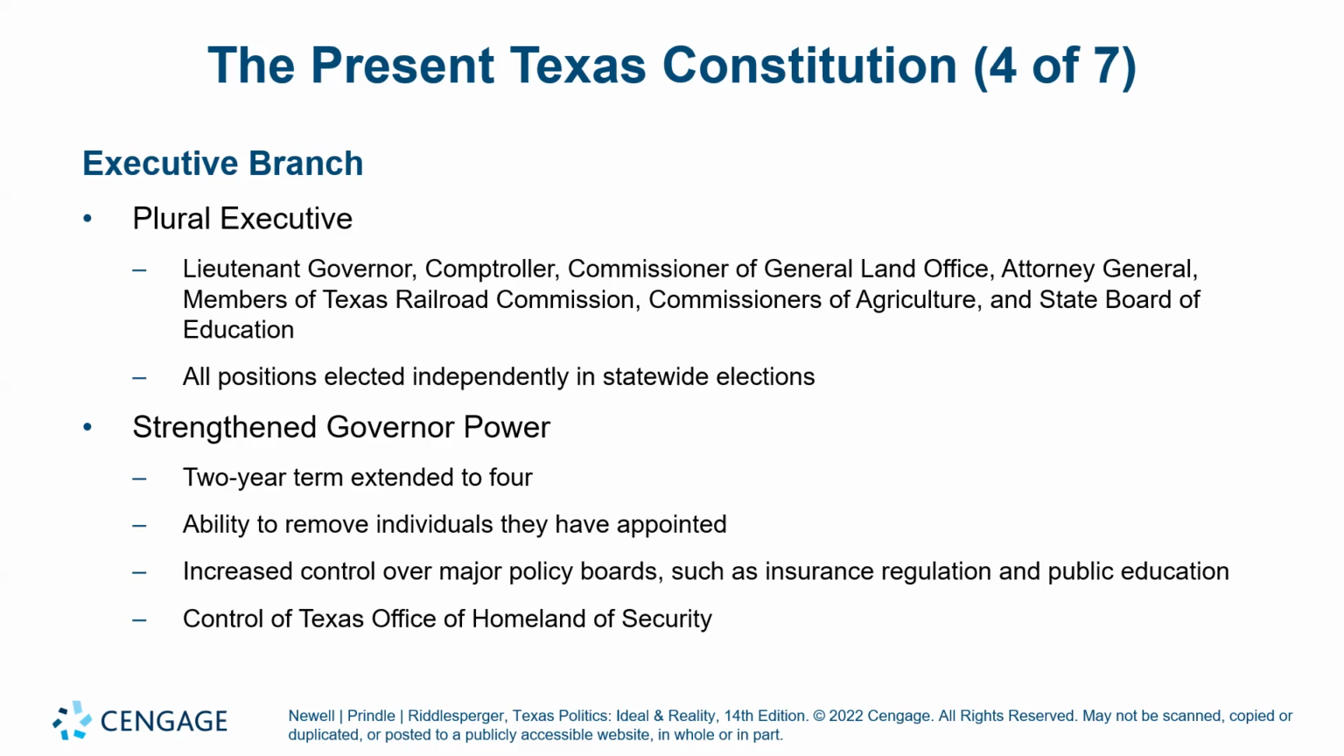Okay, strengthen governor powers. So again, like we talked about before, the 2-year term has been extended to 4 years. So now governors serve for 4-year terms. The ability to remove individuals they have appointed. So the way it works is that if the governor did not appoint you, then the governor cannot remove you. Now, this isn't really a problem nowadays, because Governor Abbott has been in power for, what is it, it's definitely over a decade now, right?